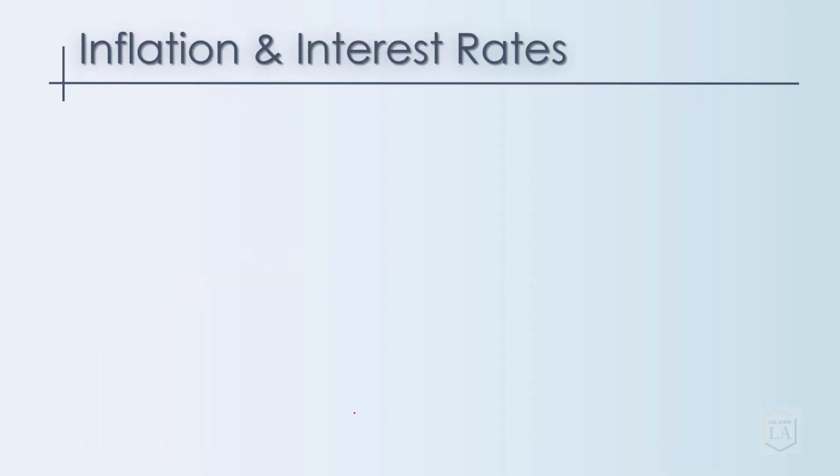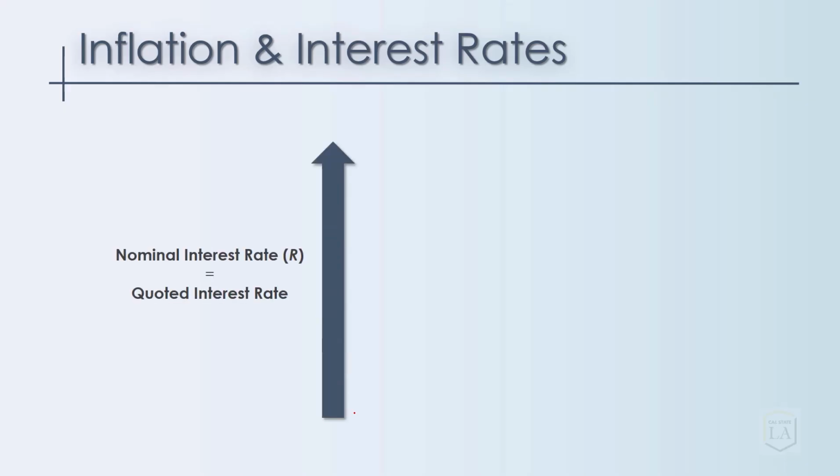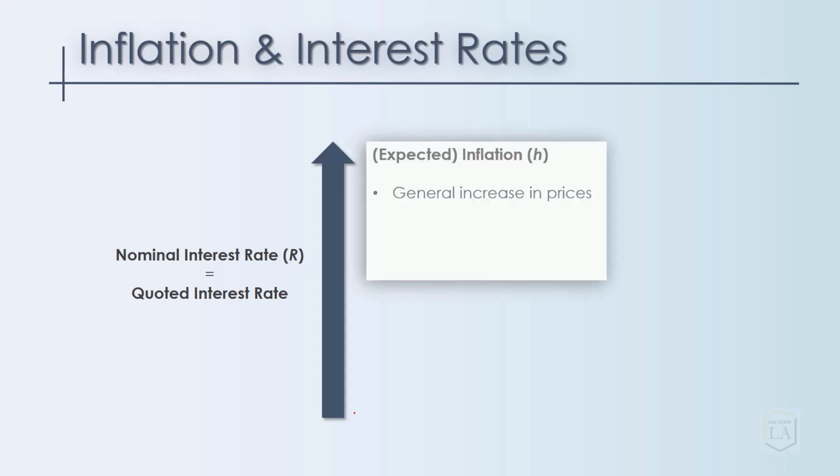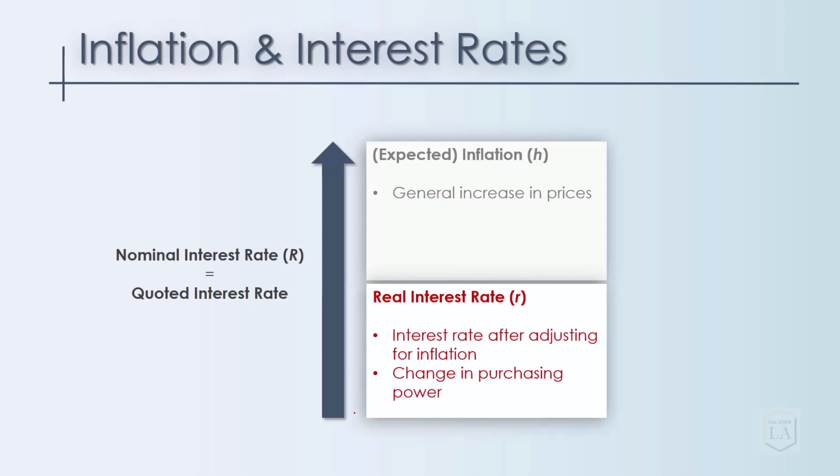And let's move on to the next topic, which is inflation and the interest rate. So the interest rate that we have been learning so far is called the nominal interest rate or the quoted interest rate, R. And this R actually can be decomposed into two parts. One will be the inflation, which refers to the general increase in prices. So you probably have heard of inflation before. And there is what's called the real interest rate.